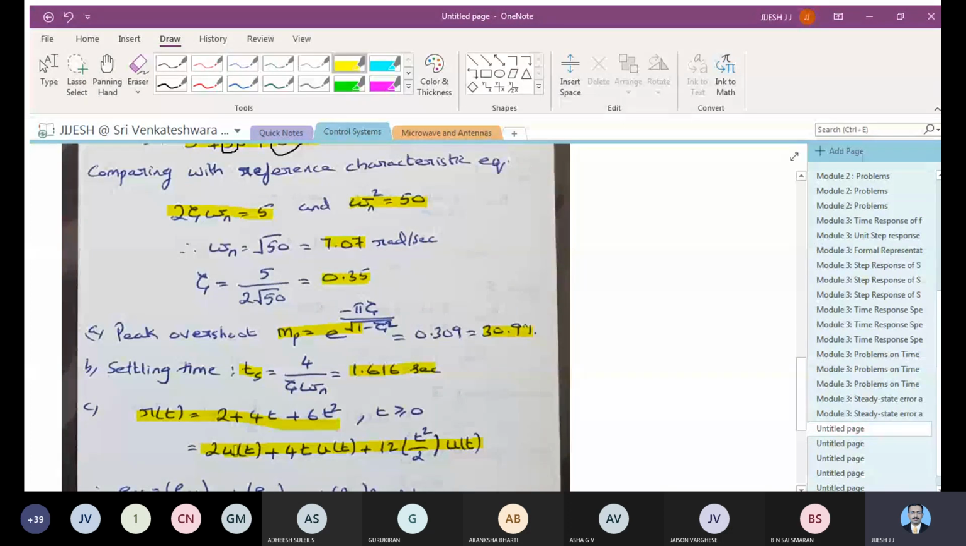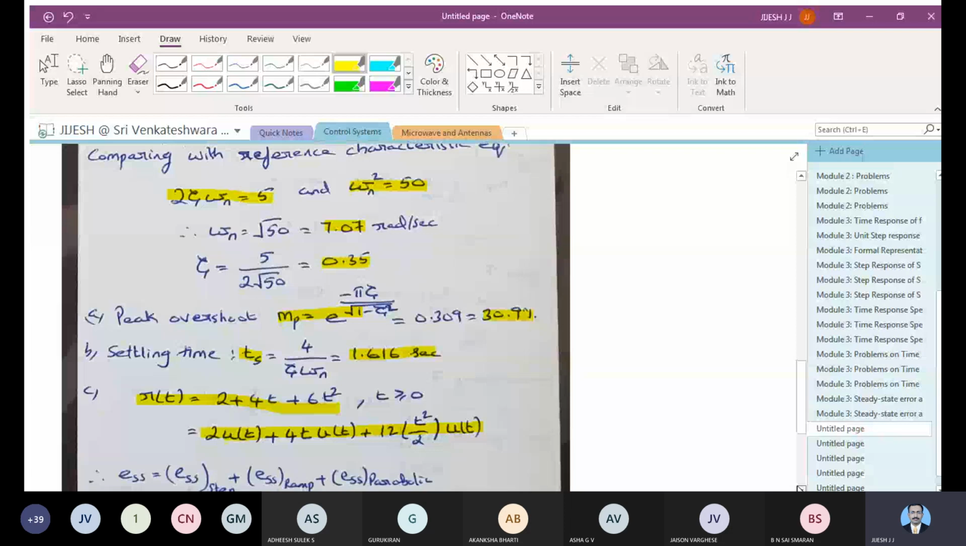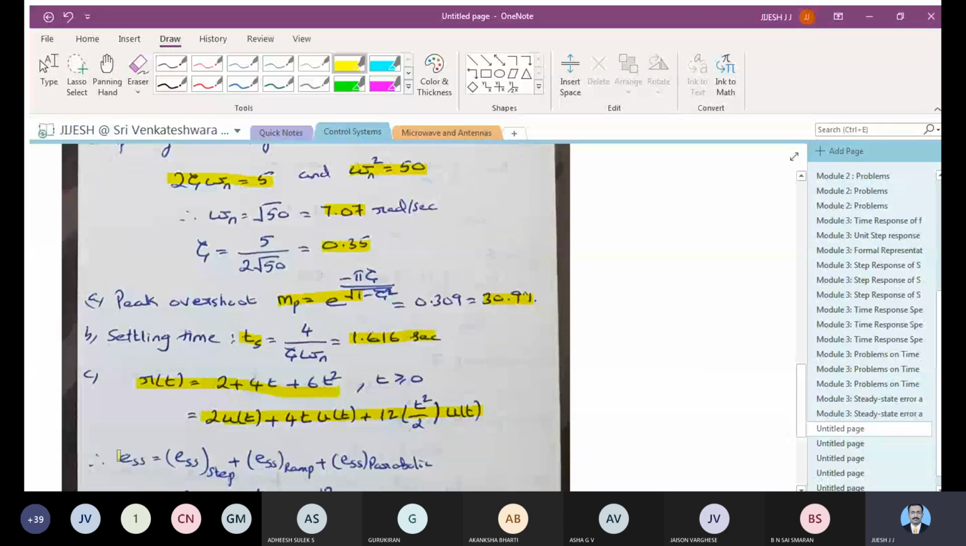So r of t is 2u plus 4t plus 6t square, t greater than or equal to 0. So you'll get 2u of t plus 4tu of t plus 12 t square by 2 u of t. So this is of the form ESS, and we have studied three functions with respect to step function, ramp function, and parabolic function.